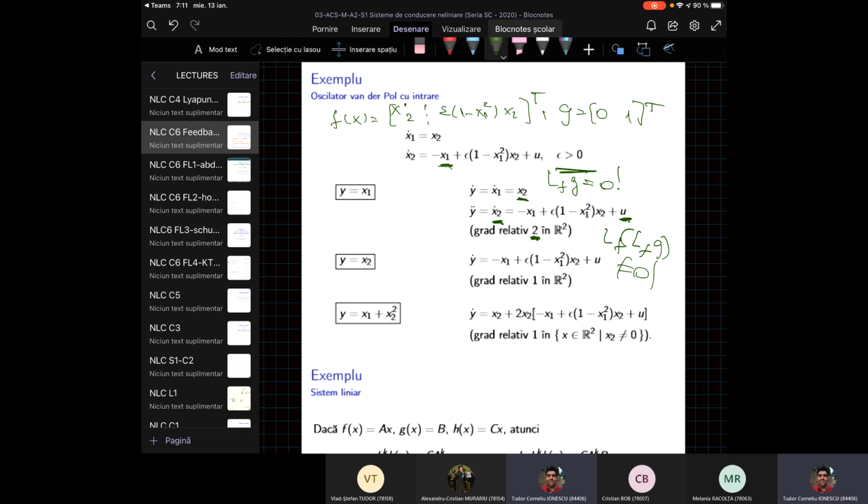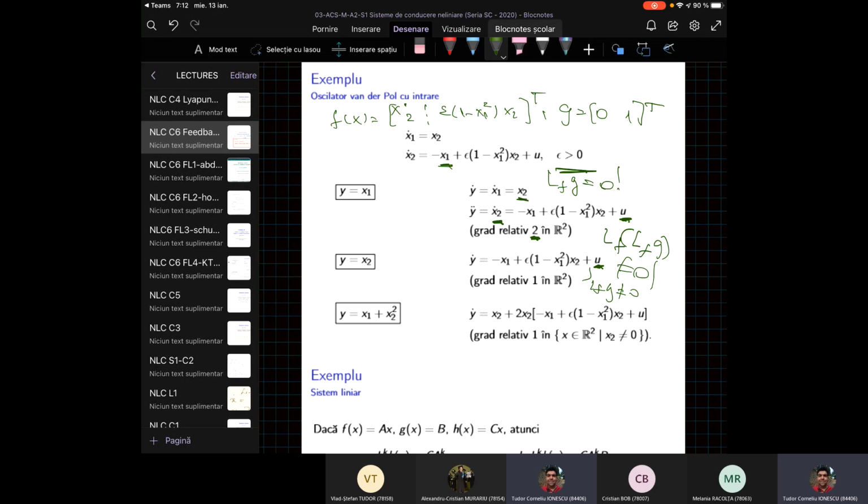What about if we pick the output to be x2, sorry. What happens if we pick the output to be x2? Take the time derivative, and the relative degree, because u shows up in the first term, is 1. True? It's 1 because you take one derivative. Okay, so here LFG is not 0.